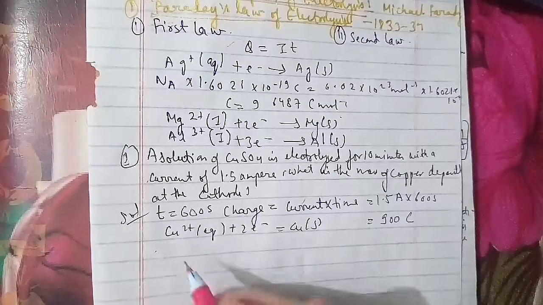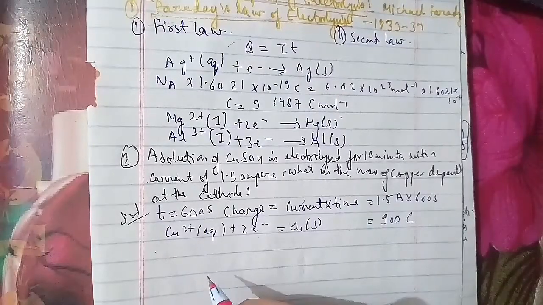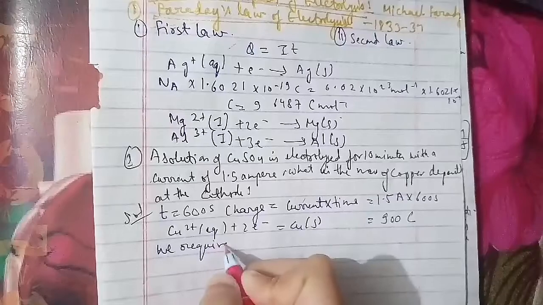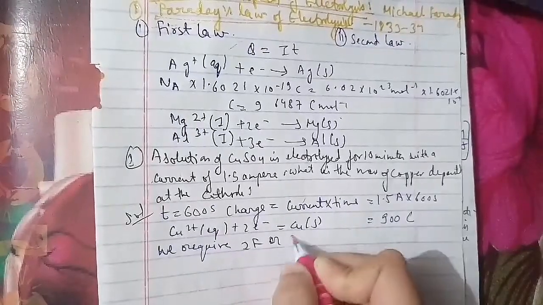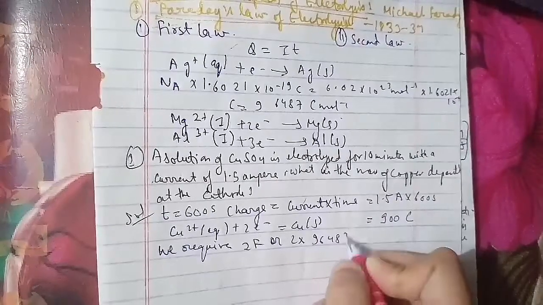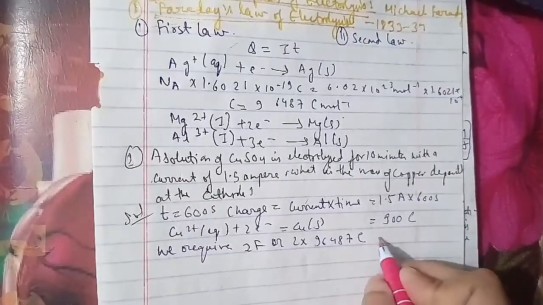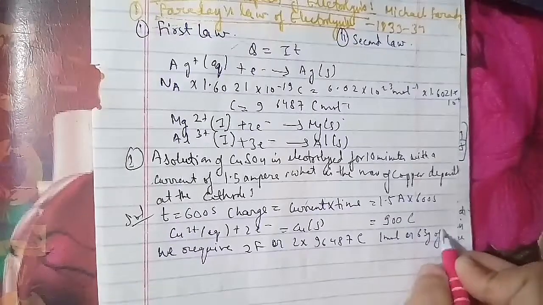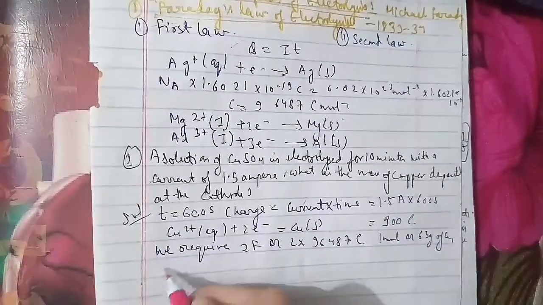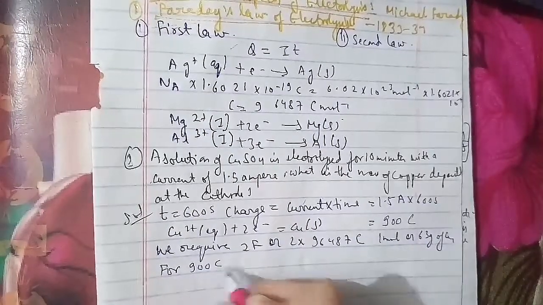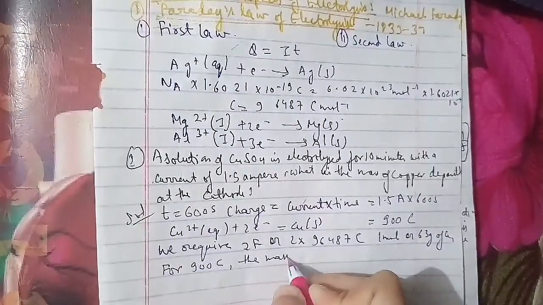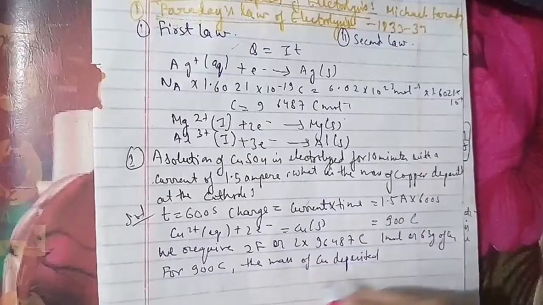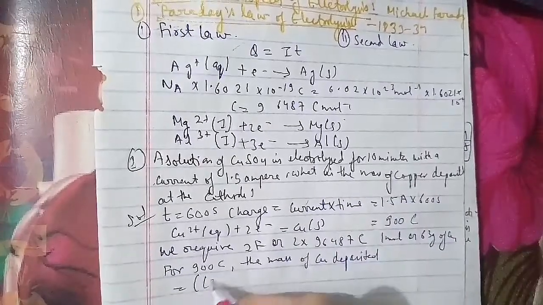For 900 coulomb, the mass of copper deposited is 63 gram per mole times 900 coulomb divided by 2 times 96487 coulomb per mole, which equals 0.2938 gram. So this is the solution for this particular question.